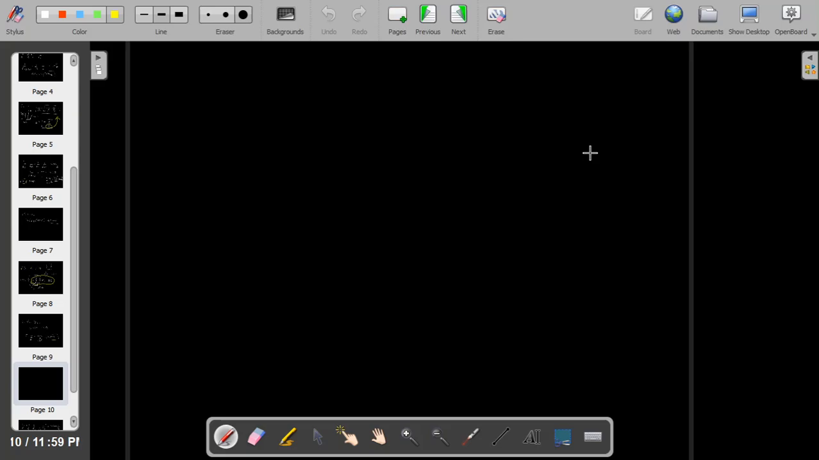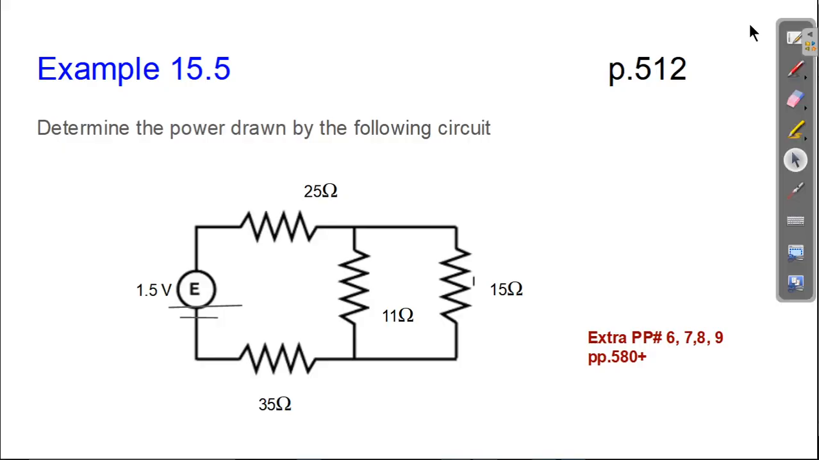Let me get my pen. We're doing example 15.5. Sorry, I keep doing that, don't I? I like to draw them so I have a mental image of what's going on. So I'm going to start by drawing it. I like to draw them this way. It doesn't matter, it's a circuit. Wait a minute. Am I doing the right one? Yeah.